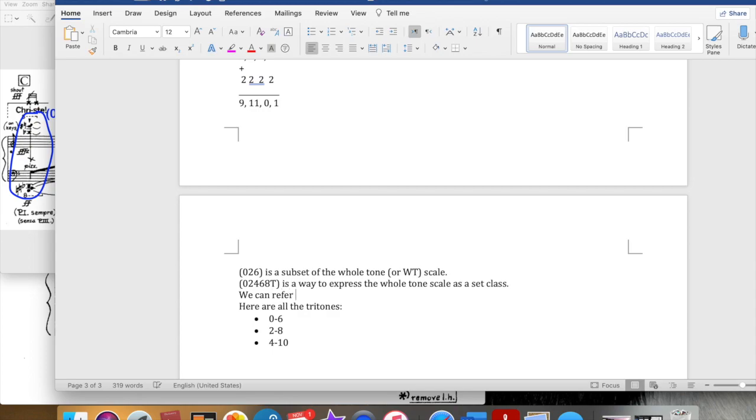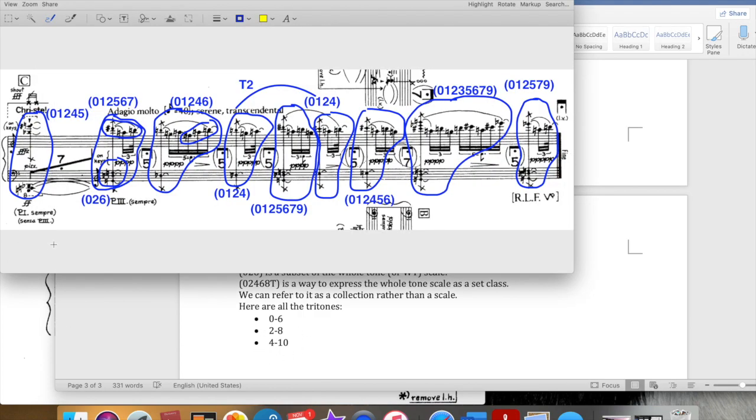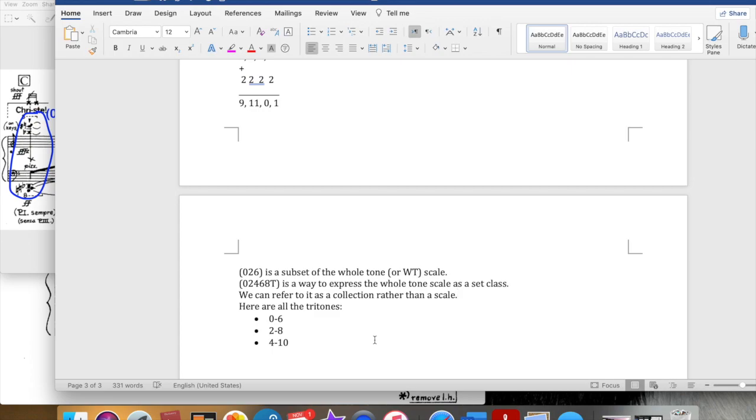We can refer to it as a collection rather than a scale, because it might not actually be acting like a scale, and scales really are collections anyway, so just go with that. The idea is that it's a collection of a pattern of whole and half steps, and in this case they're all whole steps. So there are some tritones within that, which means that this set class sounds pretty different from others that you are familiar with, right? No half steps at all, which gives it a very distinct sound, almost very consonant except for all the tritones. Let me play it for you.